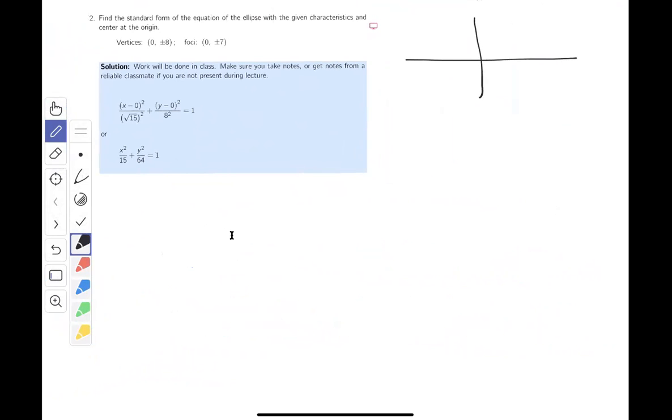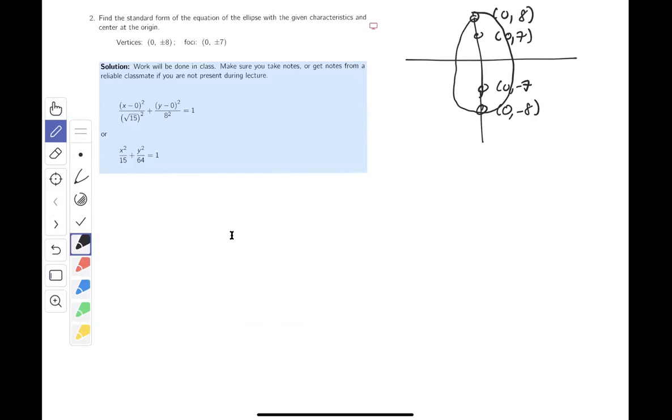The vertices are at 0, plus or minus 8. Whoops, made a mistake already. That's along the y, right? This is going to be 0, minus 8. This is going to be 0, plus 8. All right. The foci are at 0, plus or minus 7. So foci 0, 7 and 0, minus 7. And I'm not saying I'm going to do a great job, but there's my ellipse right now.